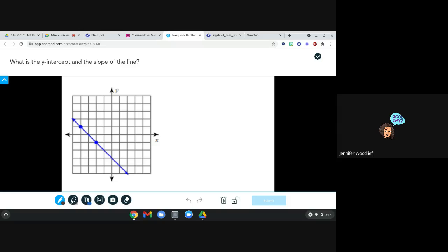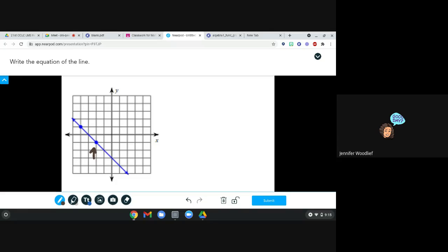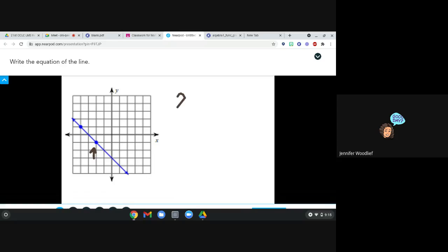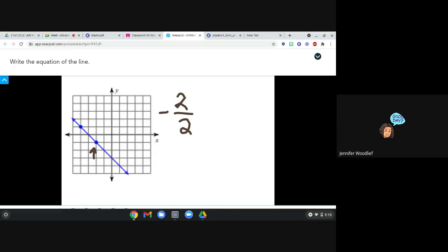All right, I'm going to stop us. Everybody go back to your Google Meet one. That way you can see mine. We're going to find our slope. So I'm going to find this bottom point, and I'm going to do my rise over run. So I'm going to rise two, I'm going to run two, and it's negative.